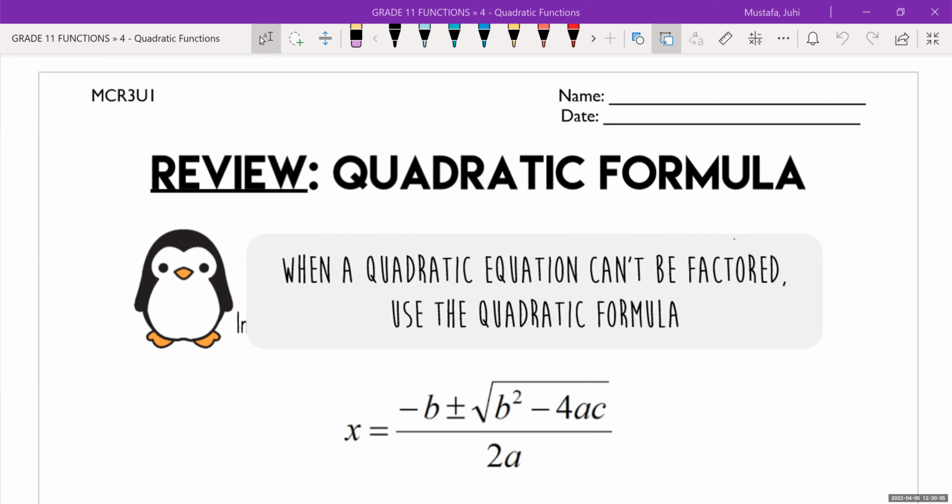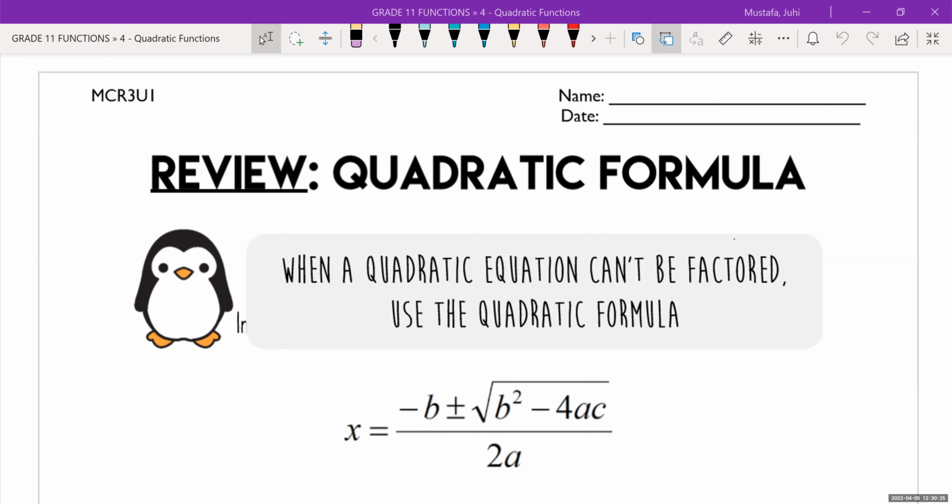We use the quadratic formula when you have something in standard form that you're trying to factor, but you're unable to factor it. And so this is sort of like a last resort. I recommend not using this for every question. You should always try to factor the traditional way first because it's so much more efficient. But when something can't be factored, use the quadratic formula.